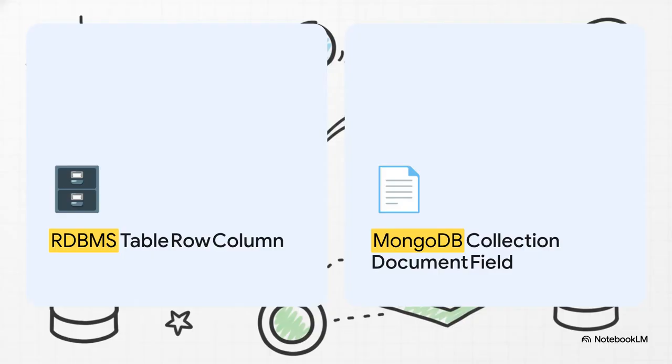Okay, so to get into this world, we kind of have to learn a new language. But don't worry, it's pretty simple. What you used to call a table, now it's a collection. A row, that's a document. And a column is just a field. But here's the key thing. This isn't just about swapping out words. It's a whole different way of thinking about how your data is structured.